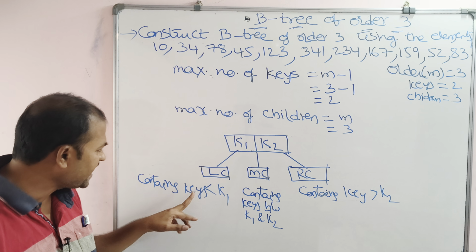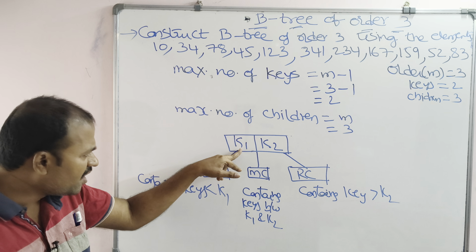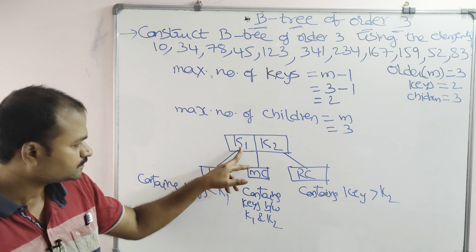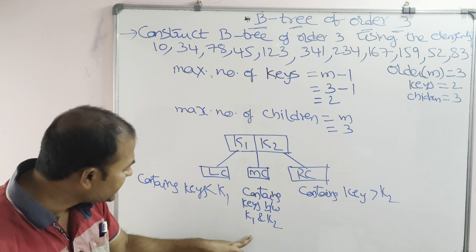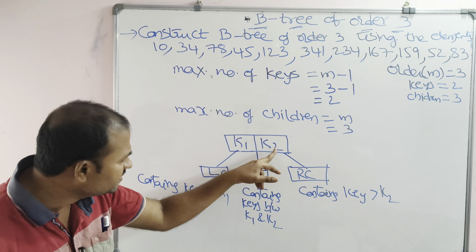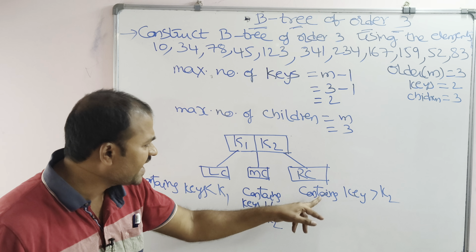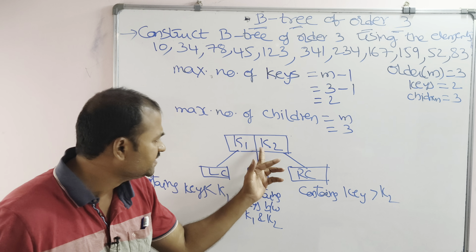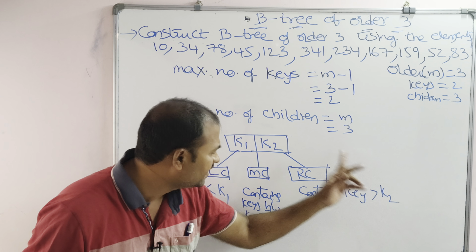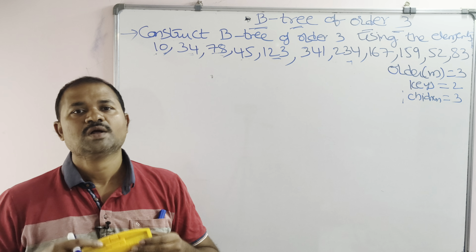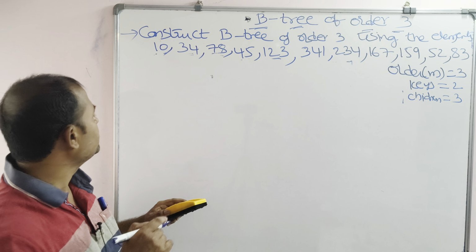The left child contains the keys which are less than K1. The middle child contains the keys in between key 1 and key 2, whereas the right child contains the keys which are greater than key 2. Now let us solve this example.